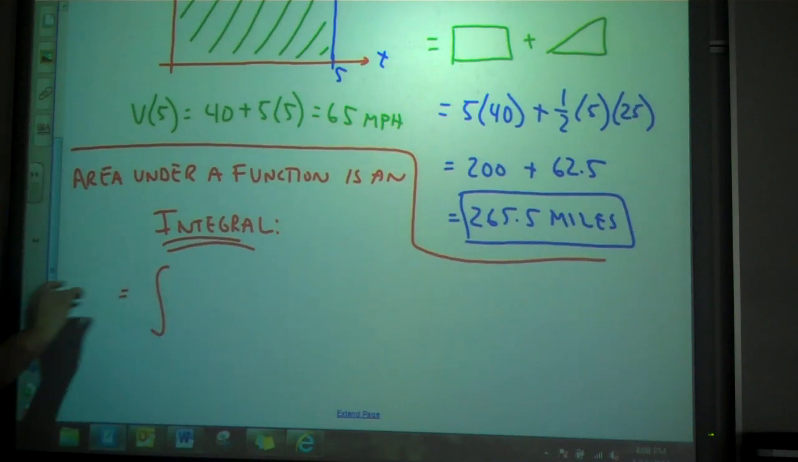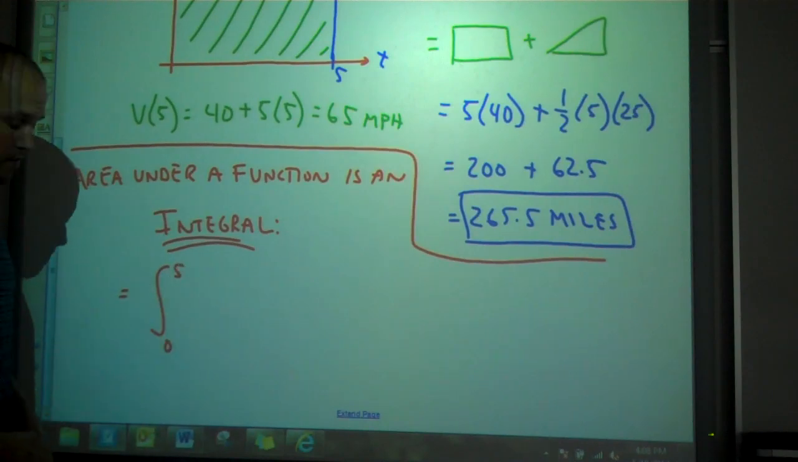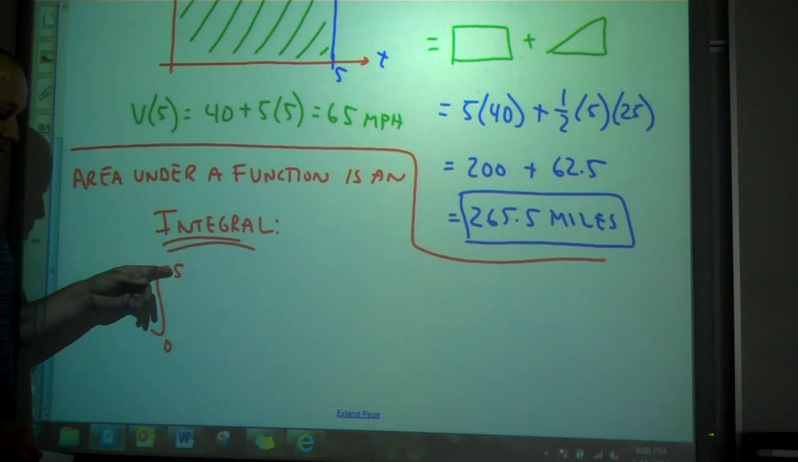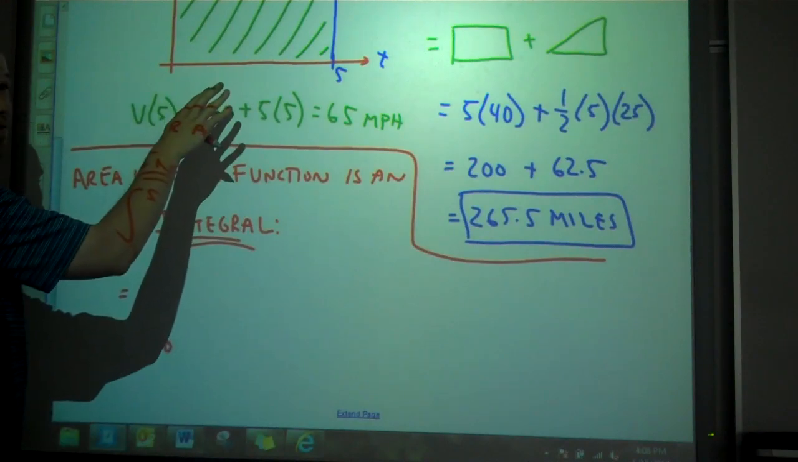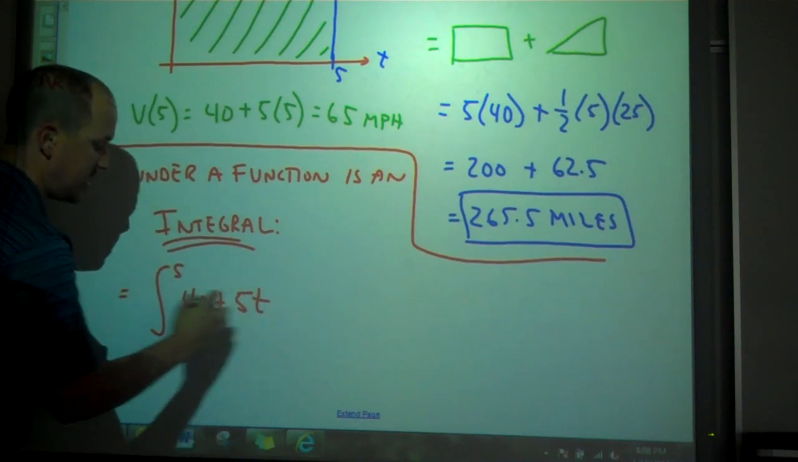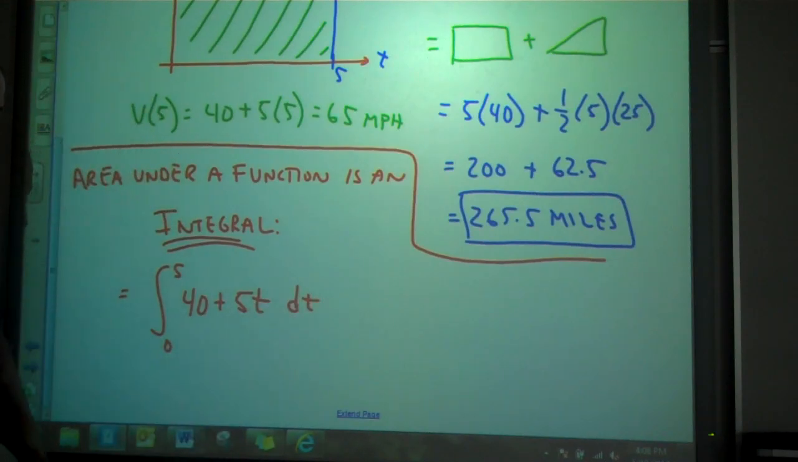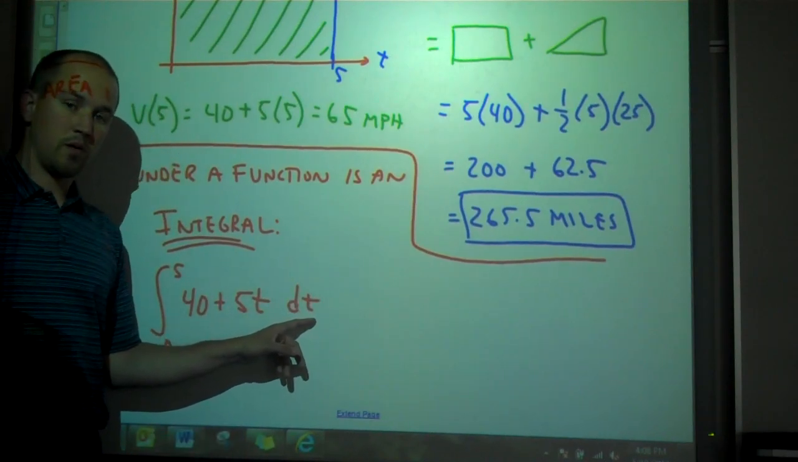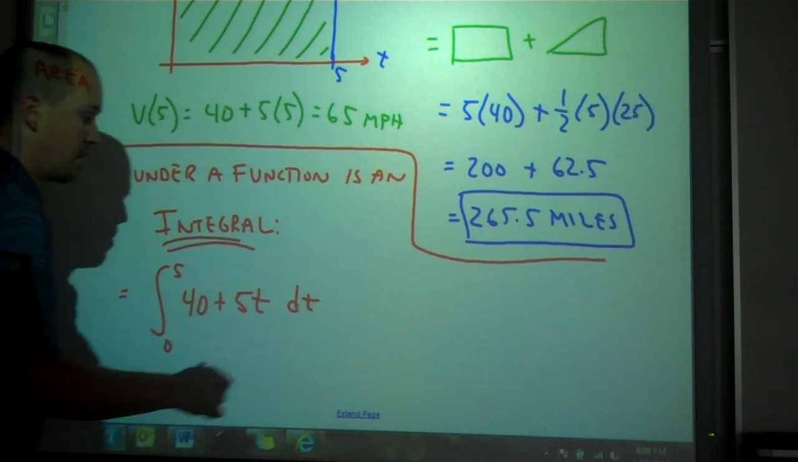It's kind of a curvy, elongated S. And my limits for time go, the lower limit's here, the upper limit's here. So it's going from 0 to 5. And then the function that I found the area underneath, which was 40 plus 5t, goes there. And then we add this notation, it looks like dt. This just tells me the variable that we're using, which is obvious, but it's just part of the notation.